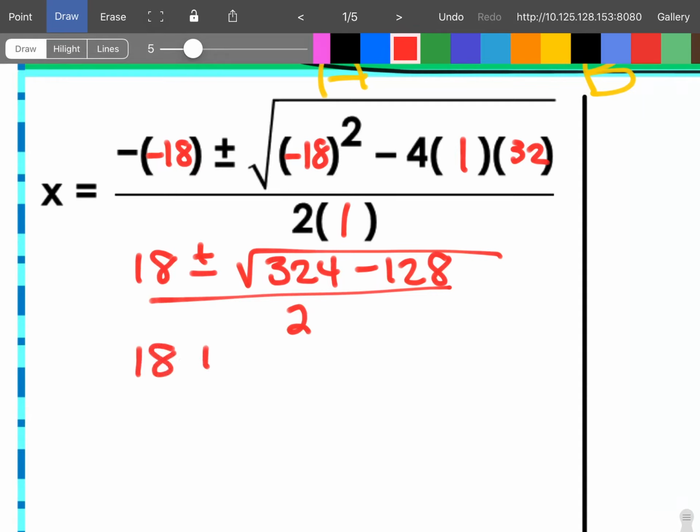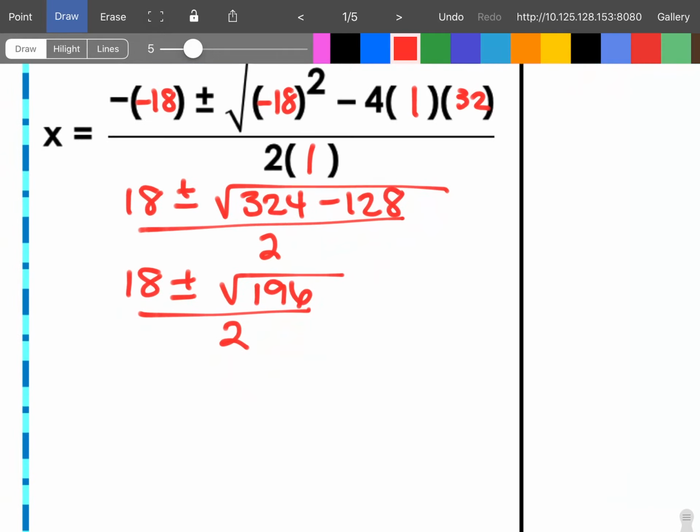Bring down the 18, plus or minus square root. 324 minus 128 is 196, all divided by 2. Just taking this one step at a time. And then the square root of 196, type that into your calculator. And you should only be using the handheld, no Desmos today. The square root of 196, whoops, I shouldn't still have that square root sign. If I take the square root of 196, the square root sign is gone. It is 14, and then we still have our divide by 2.